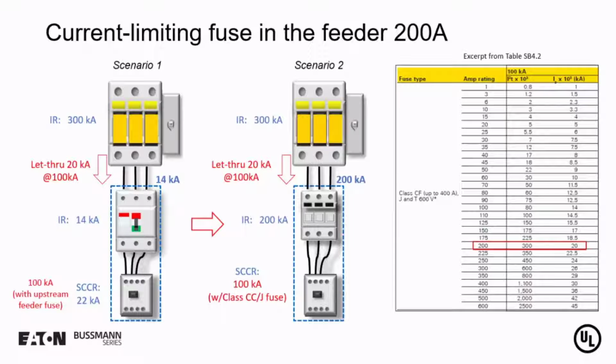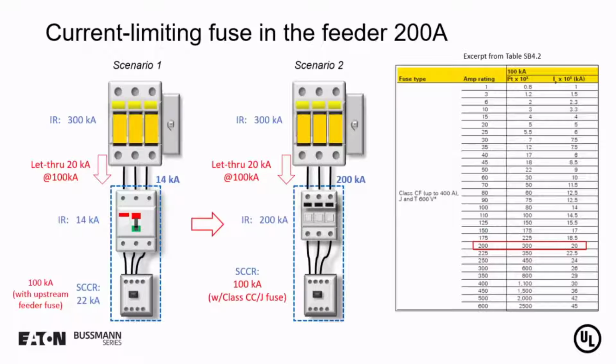So for instance, from a chart, if you look at the class CF, J, and T fuses, if I wanted to have a let through at 100 Ka of 5 Ka, I'd have to limit that to a 20 amp fuse. So again, it's very difficult to get a current limiting fuse to raise a 5 Ka component, hence why we have the transformer rules.